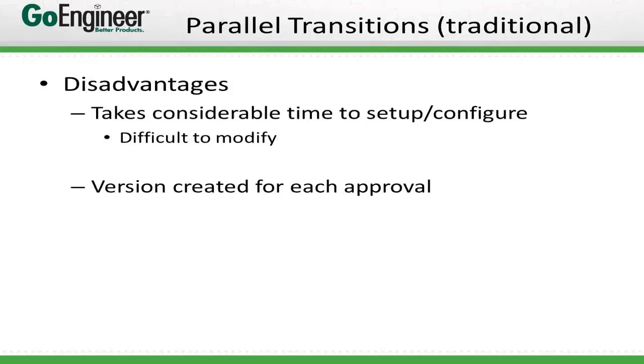On the flip side of that, it can take considerable time to set up and configure properly, especially as the number of departments or number of users required to sign off grows. And that also means that it's difficult to modify as you scale the system up to meet the needs of your company going forward. The other disadvantage to this method is that we actually have one file version created every time that somebody approves this, since we're actually modifying the metadata properties, which results in a new file version each time it goes through an approval.